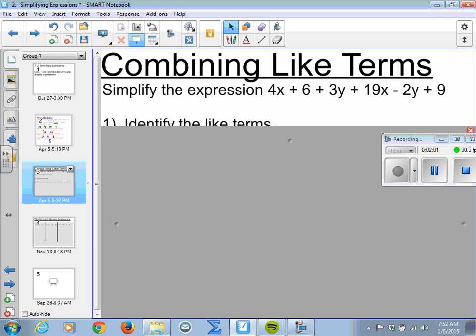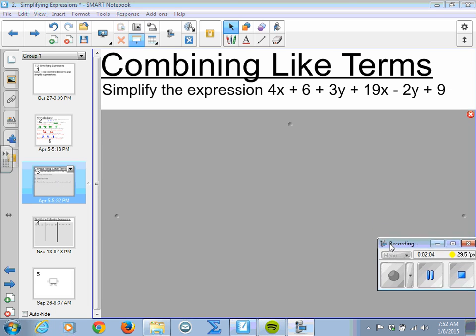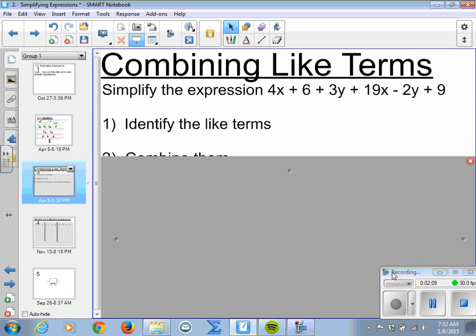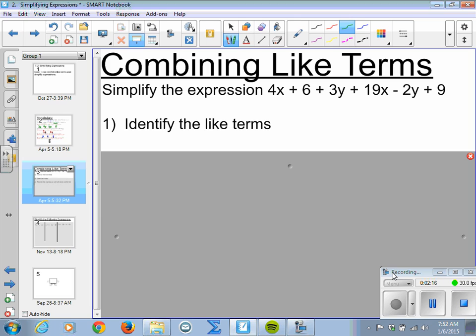So to combine like terms, we're going to go ahead and simplify this expression: 4x plus 6 plus 3y plus 19x minus 2y plus 9. As we start this process, probably the best way to go is to identify the like terms. I see we have 4x and we have 19x. Those are alike because they have the x term. We've got 3y and negative 2y. Make sure you include that minus sign there. And then we've got our constants, which are just 6 and 9.